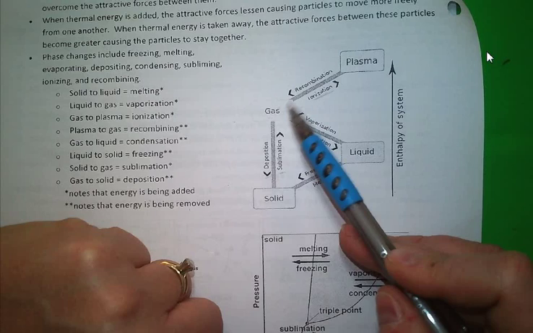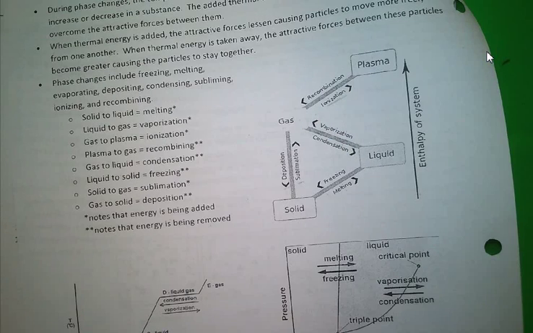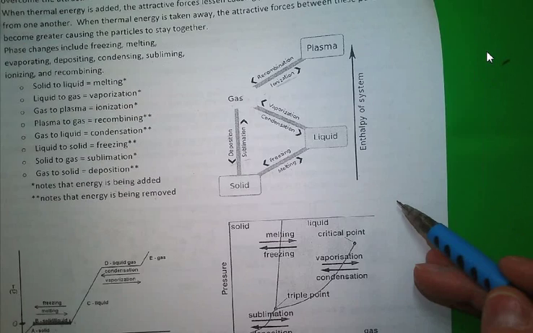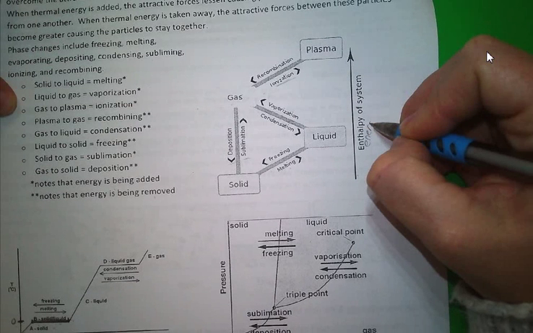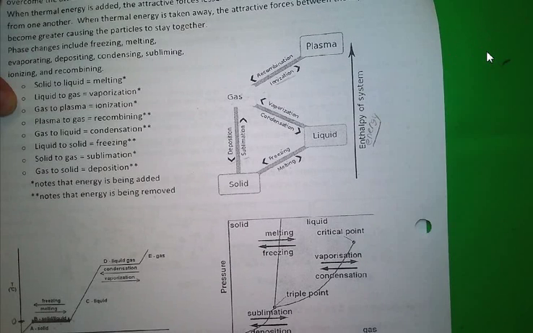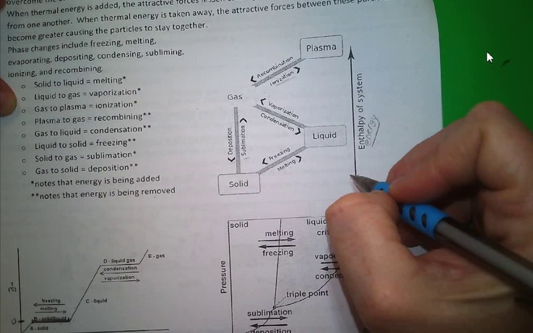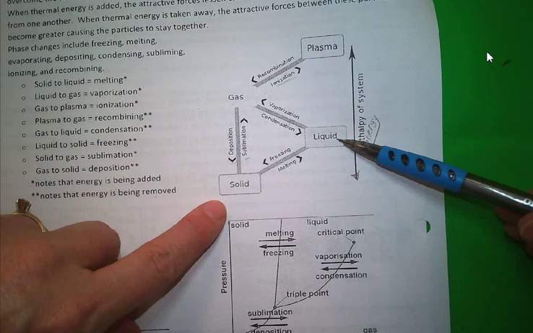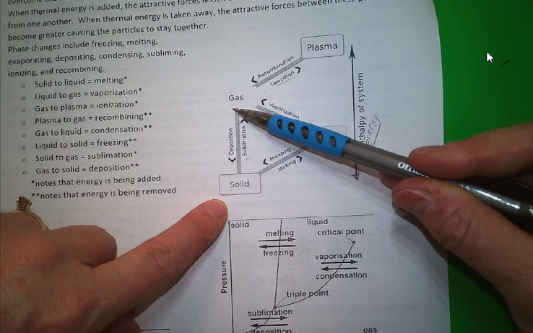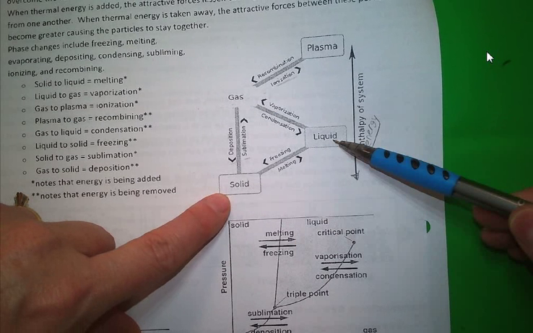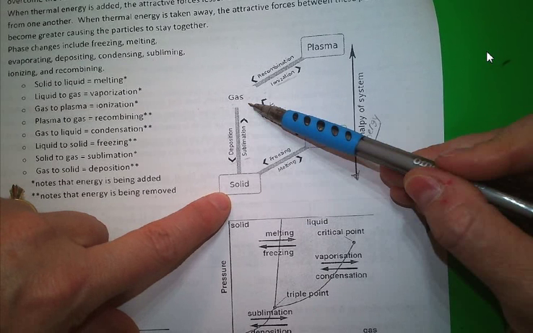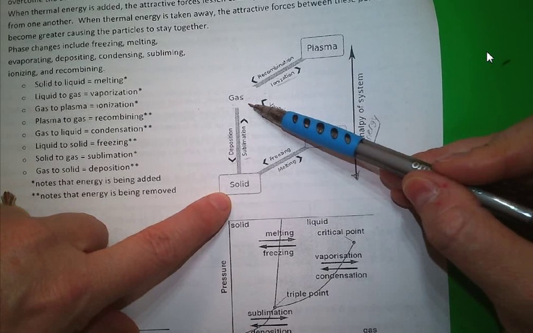And what this arrow really means is the energy of a system. That can go both ways. If I am going from a solid to a liquid, I'm increasing the energy. If I'm going up the ladder, I'm increasing the amount of energy. I have to add energy to make a solid change to a liquid, a liquid change to a gas, and a gas change to a plasma. And the reverse is also true.